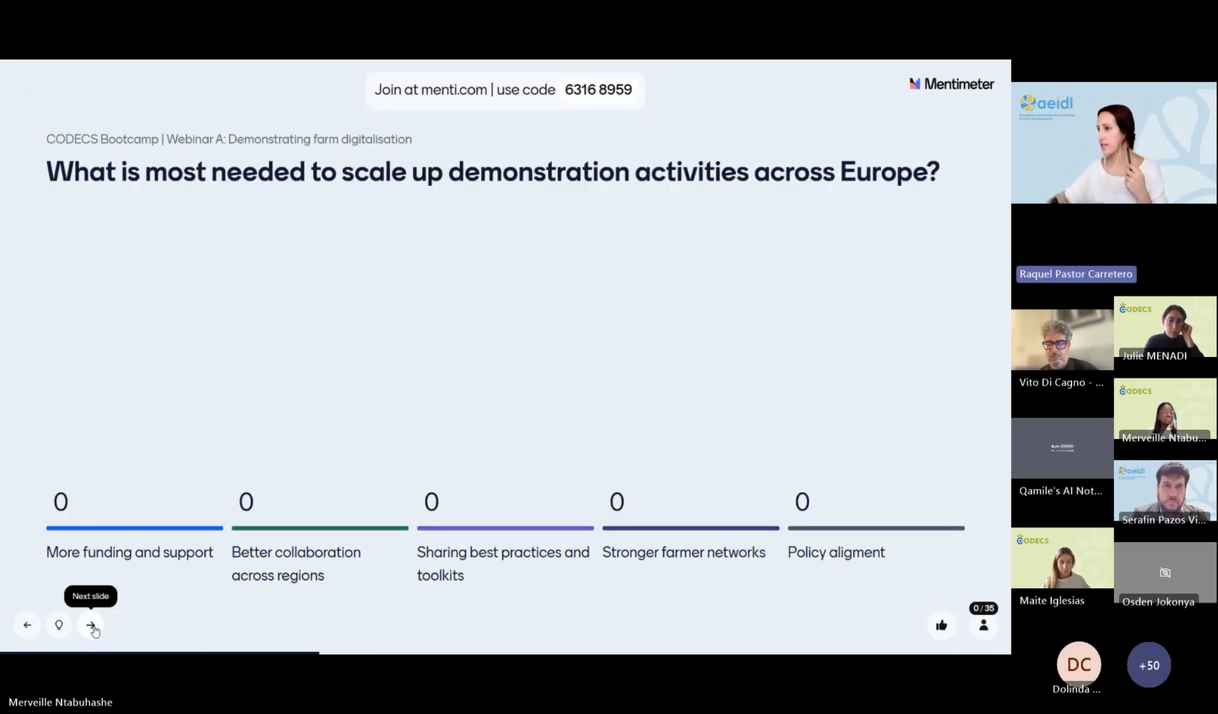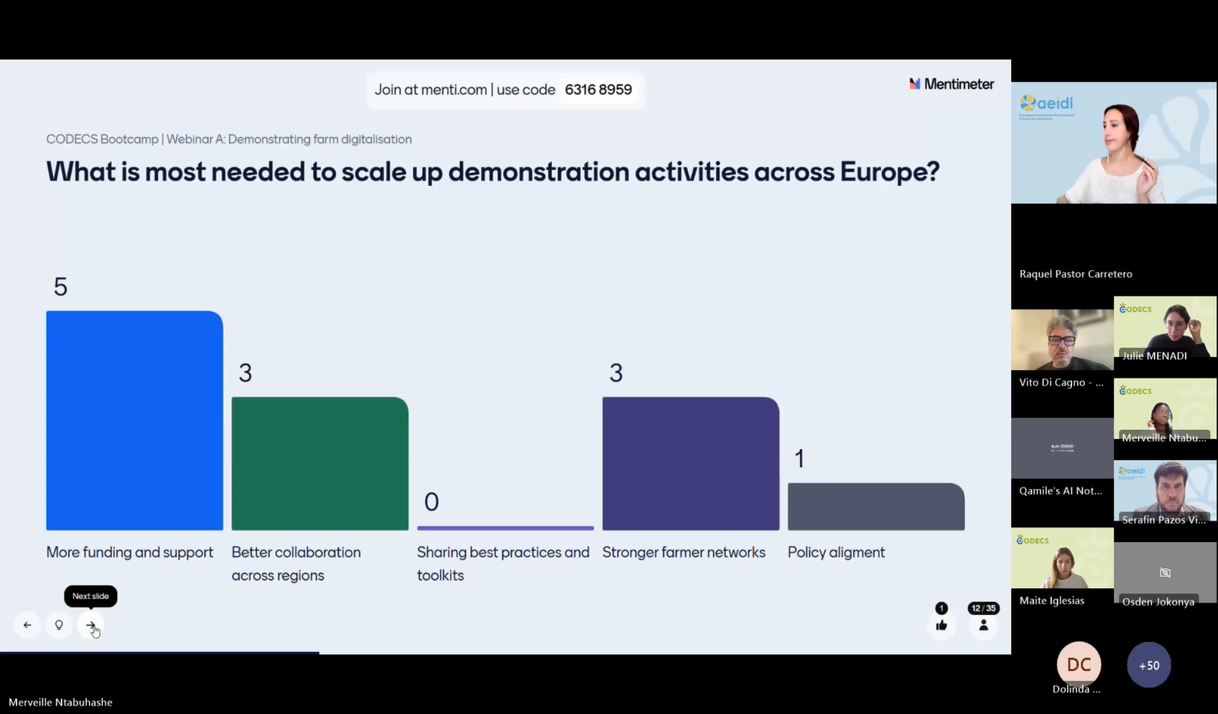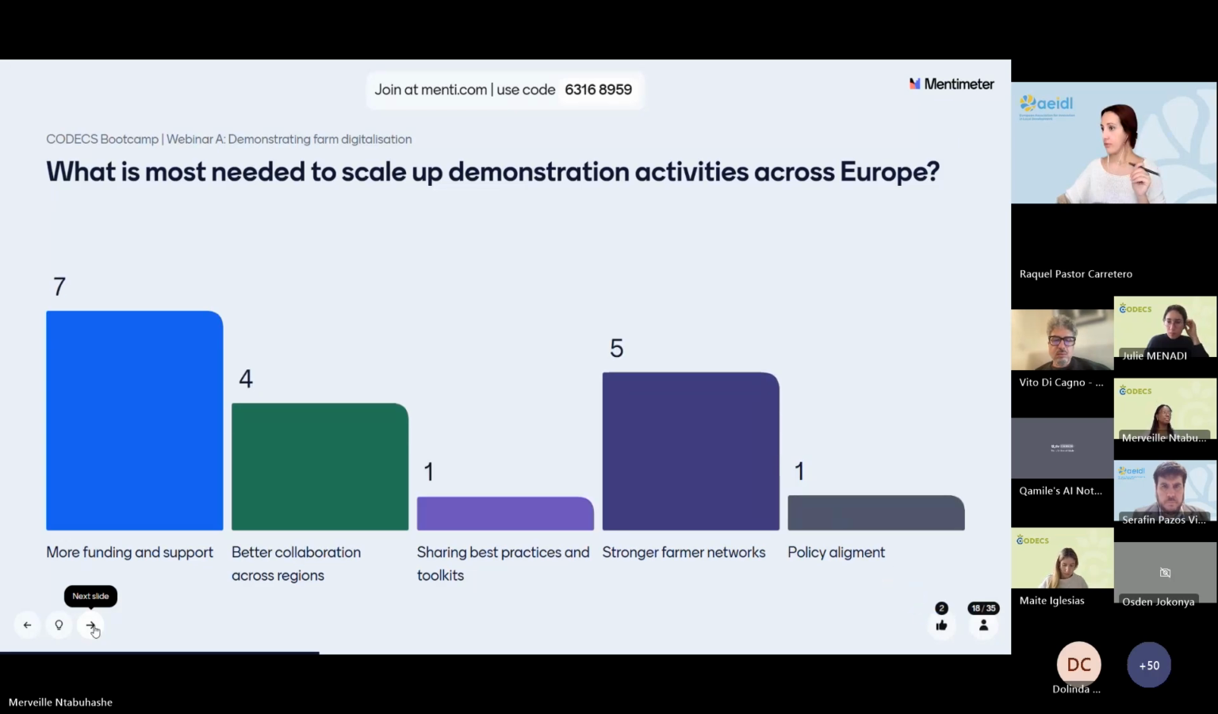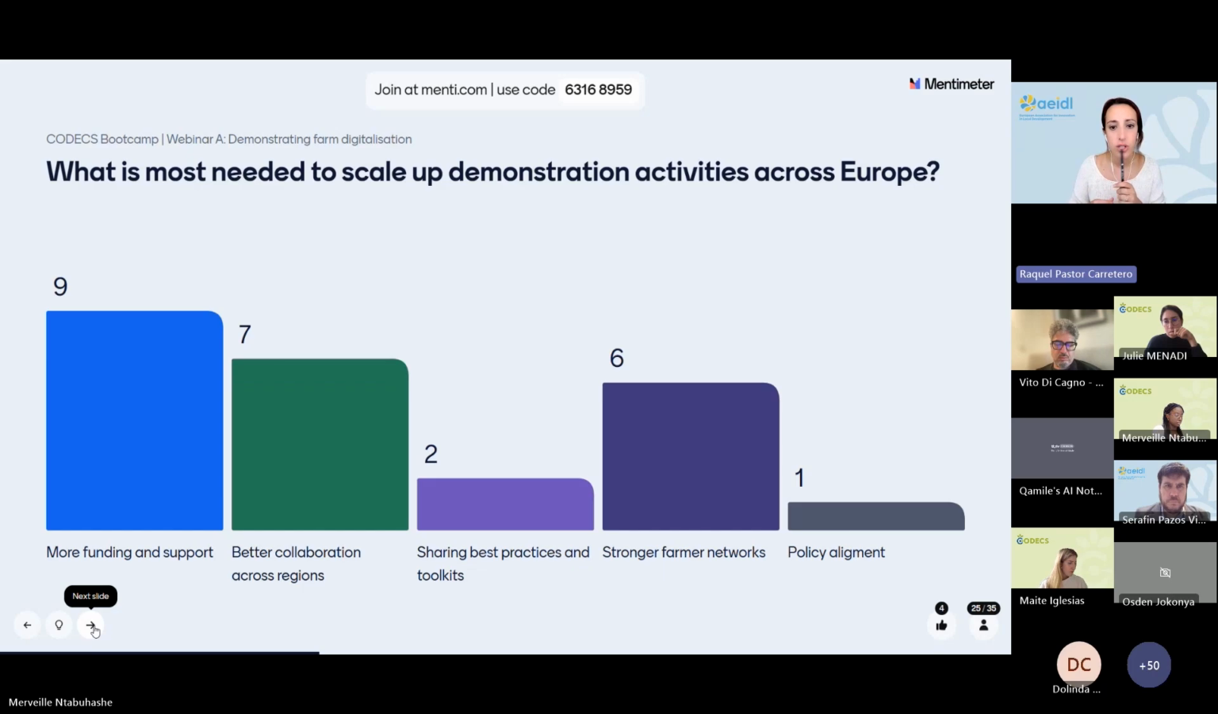The next one is regarding what is most needed to scale up demonstration activities across Europe. Again, one choice. Okay, now we have more funding and support, better collaboration across regions and stronger farmer networks. These are the three elements needed to scale up demonstration activities in Europe.